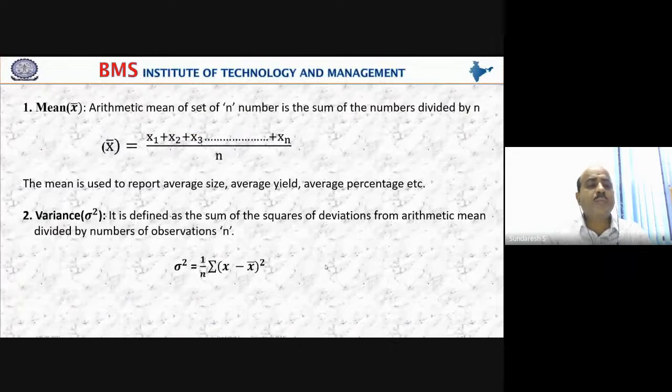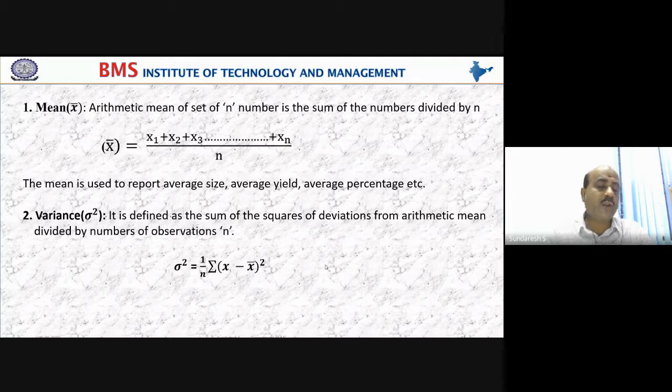One is the mean. We usually represent the mean by x bar. The arithmetic mean of a set of n numbers is the sum of the numbers divided by n. I think you might have studied these things, and you might have solved many problems in the statistics concept in mathematics, right?